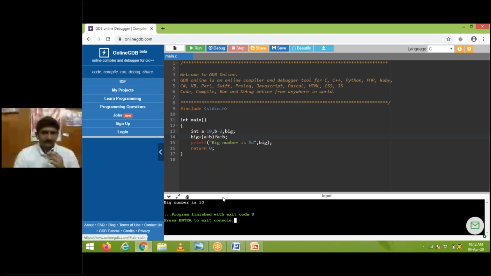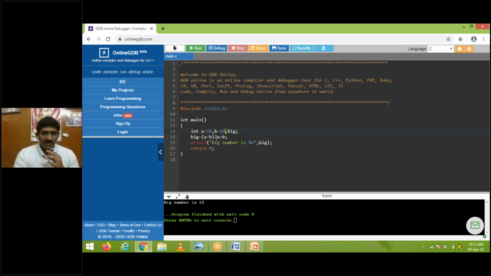Big number is 10. Okay, if I am declaring b value 20. If anyone has any doubts, you can ask or comment in the comment box. So b value 20 I am declaring now.